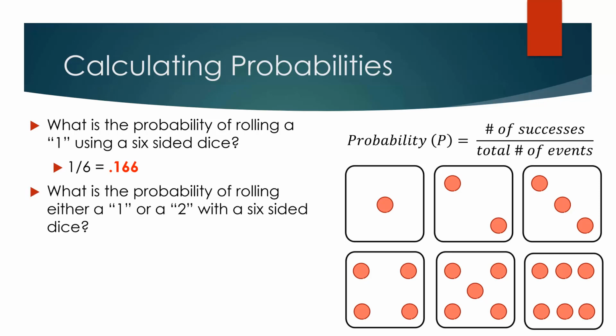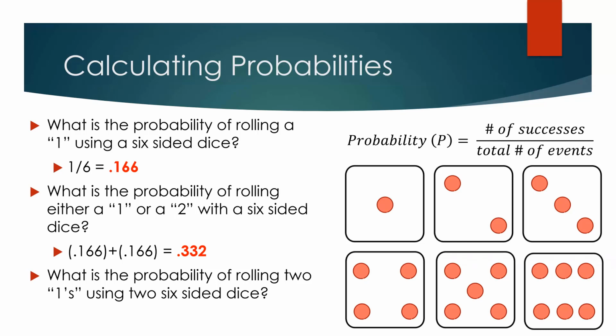Now, what is the probability of rolling either a 1 or a 2 with a 6-sided dice? Well, the probability of rolling a 1 is 1 out of 6. And the probability of rolling a 2 is 1 out of 6. And when we want to know the probability of this or that, we add the probabilities together. So we get a 0.332 chance. You have pretty much a third chance of rolling a 1 or a 2.